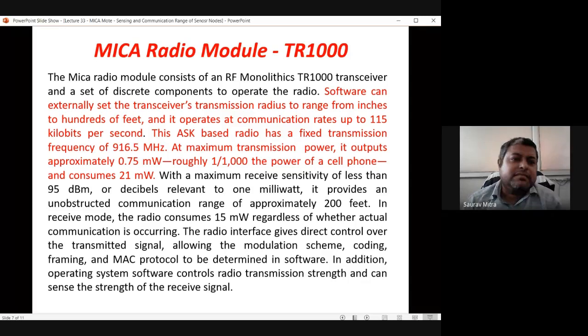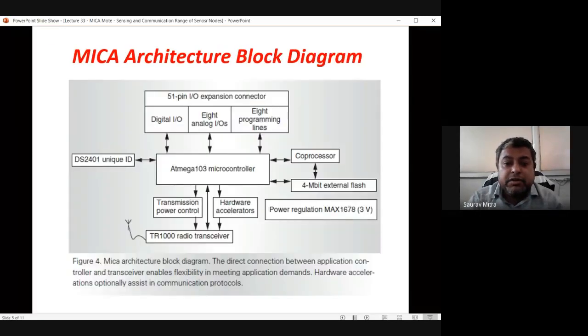Please check. So the MICA radio module consists of an RF Monolithics TR1000 transceiver and a set of discrete components to operate the radio. Now some special features are coming. Software can externally set the transceiver's transmission radius. So you can program the transmission radius. That is a very important thing. So it is connected to the microcontroller, and there is a power control unit. You can check that. Hardware accelerator.